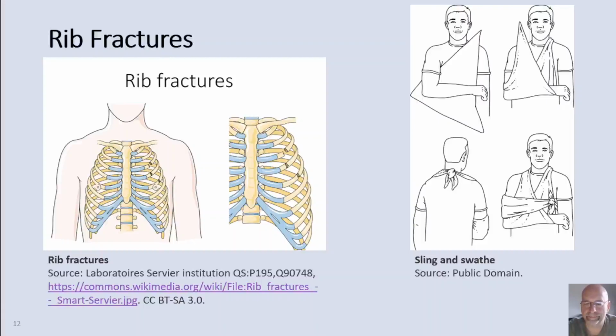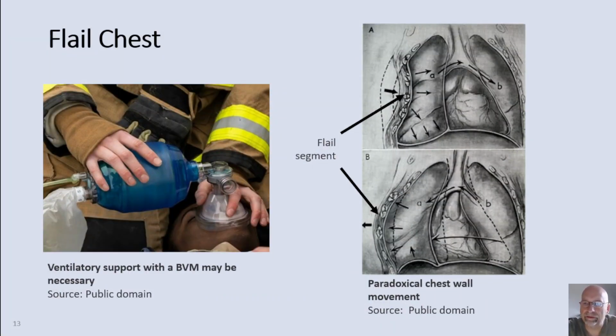As I mentioned earlier, a flail chest results when 2 or more adjacent ribs are broken in 2 or more places along their length. The unstable fracture site is called the flail segment. The image on the right illustrates how paradoxical chest wall movement happens with a flail chest. During inhalation, the chest wall expands but the flail segment moves inward. During exhalation, the chest wall retracts and the flail segment moves outward.